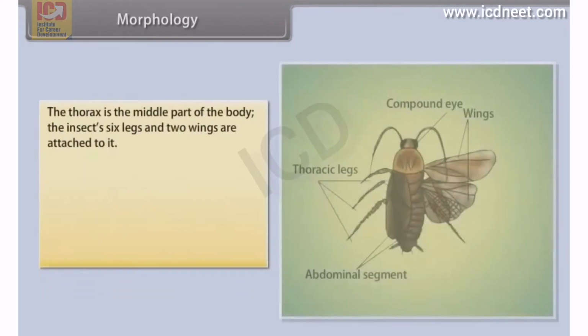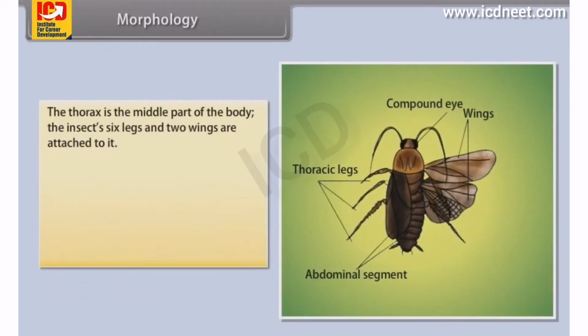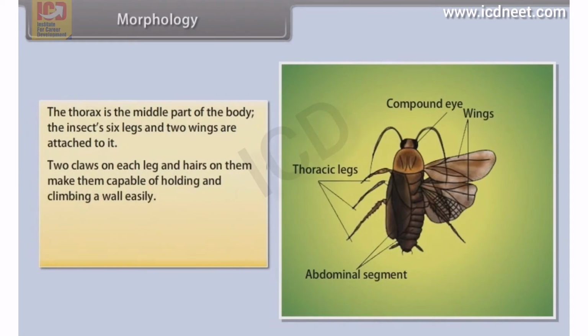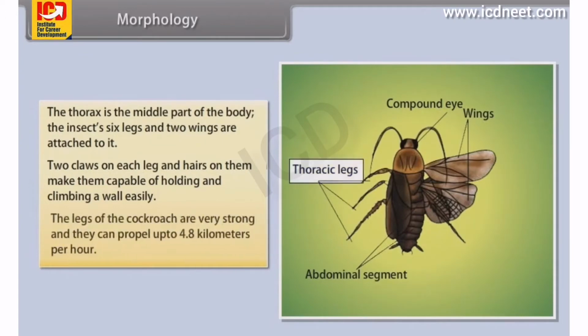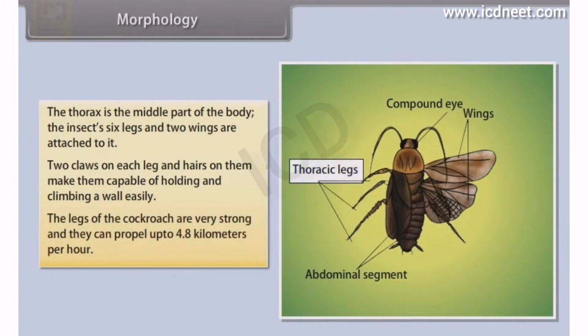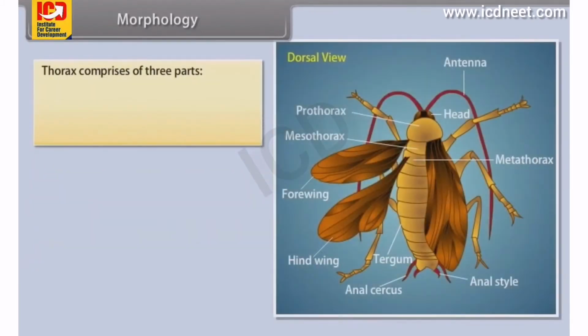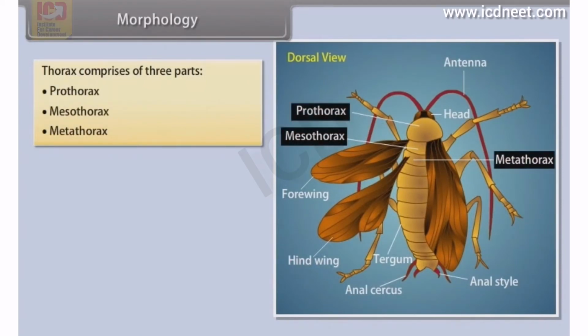Morphology. The thorax is the middle part of the body. The insect's 6 legs and 2 wings are attached to it. 2 claws on each leg and hairs on them make them capable of holding and climbing a wall easily. The legs of the cockroach are very strong and they can propel up to 4.8 kilometers per hour. Thorax comprises 3 parts: prothorax, mesothorax, and metathorax.